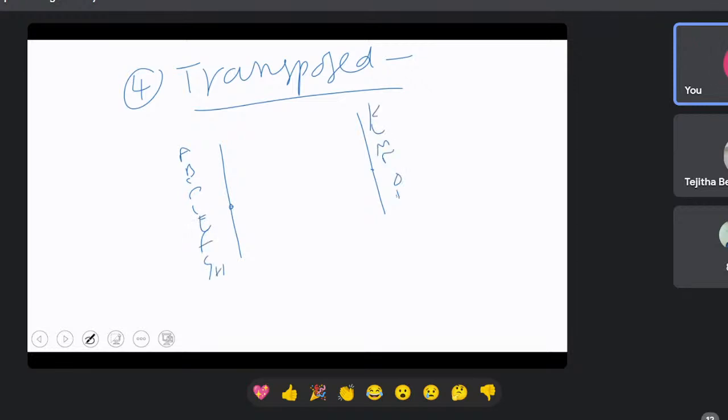KLMN OPQR. These are the genes. This is first chromosome, this is second chromosome. That means these are non-homologous chromosomes.